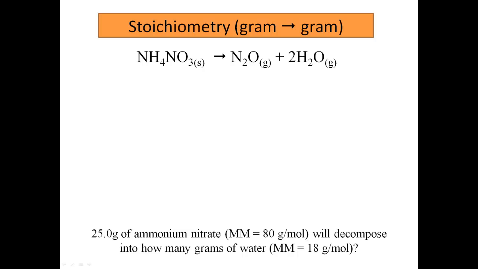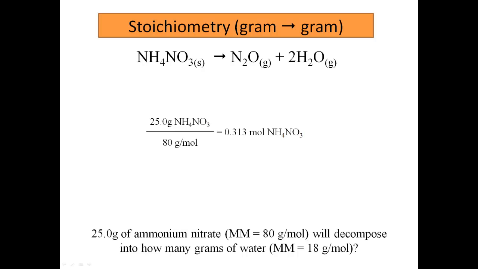Alright, let's take this example. 25.0 grams of ammonium nitrate, having a molar mass of 80 grams per mole, will decompose into how many grams of water that has a molar mass of 18 grams per mole. So here's our problem. We have 25 grams of ammonium nitrate, and we want to know how many grams of water that'll produce. So I wrote it up there near the equation. It's a nice way to keep yourself organized.